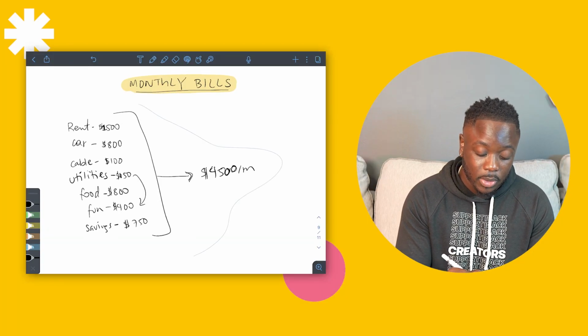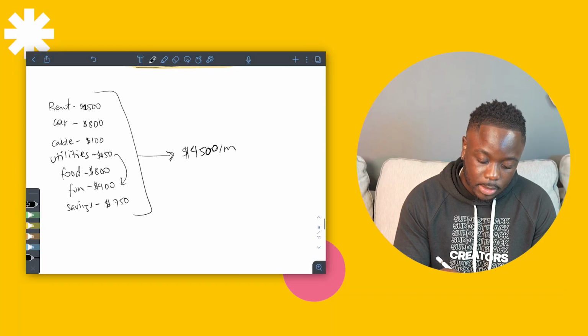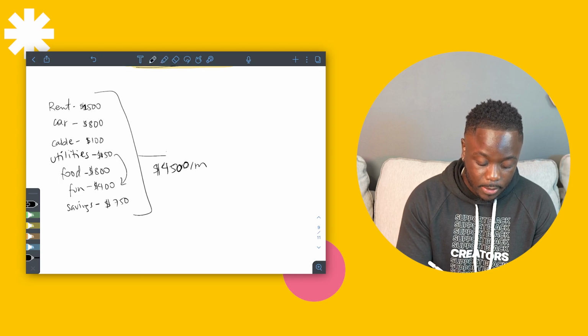And I didn't even talk about student loans yet. So we're going to keep it at $4,500. Keeping that in mind, I want to introduce you to the freelancer framework that we're going to use to manage your money. It looks like this. This is the formula that we use to manage your money.